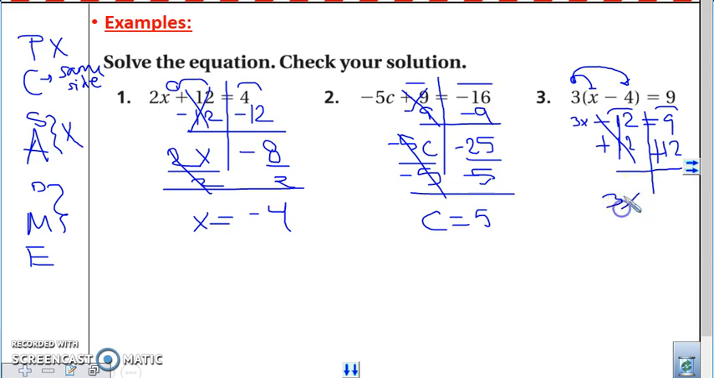3x is left, and then 9 plus 12 is 21. Great. Now divide by 3, undoing the multiplication. Divide by 3, x equals 7.